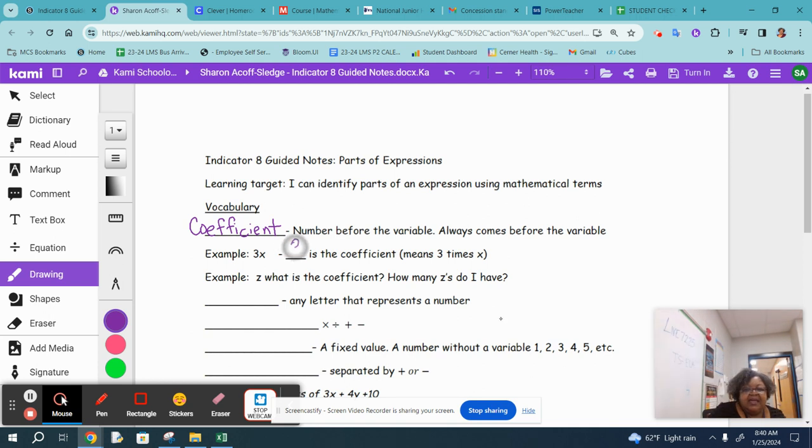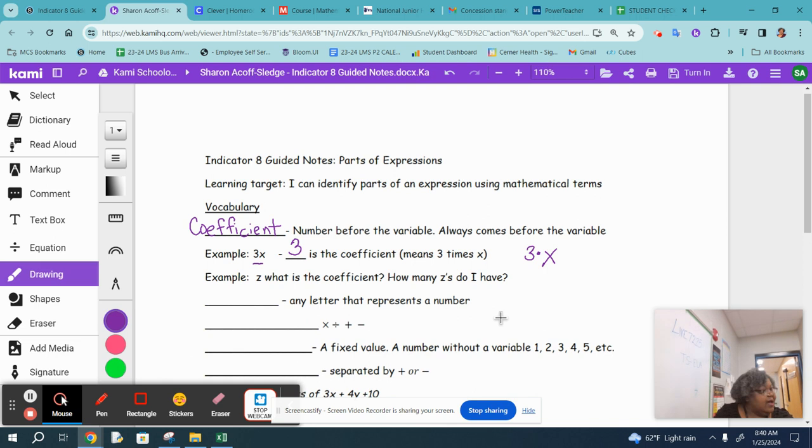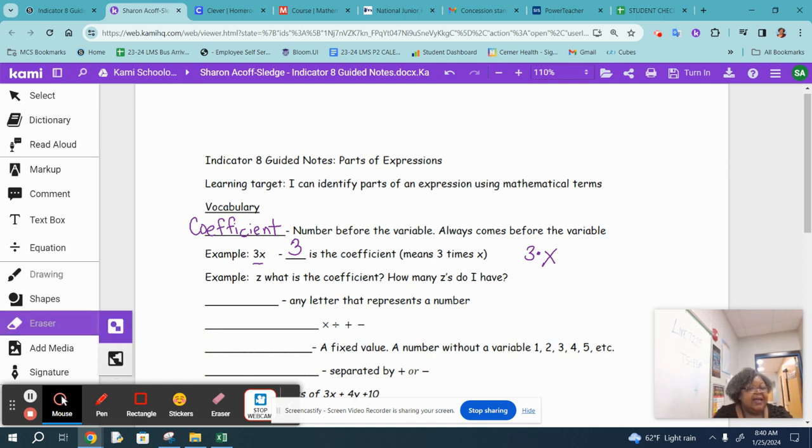So 3 is the coefficient. And when you see this, this means 3 times x. So we don't have to write this. And of course, we're not going to write this because that looks like 3xx, right? So that's why we're not going to use the x symbol for multiplication anymore. If I see this number 3 in front of an x, a variable, that means 3 times that variable. But the number 3 is the coefficient.